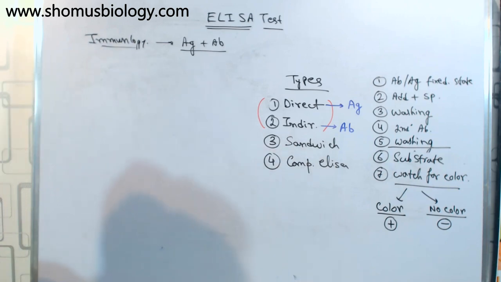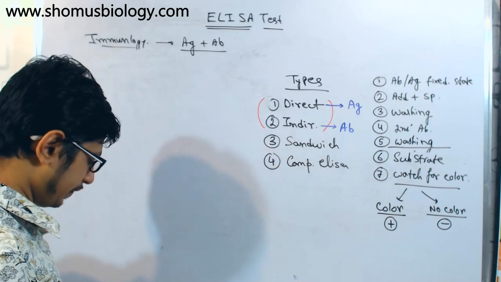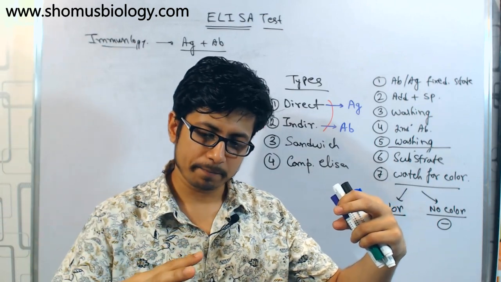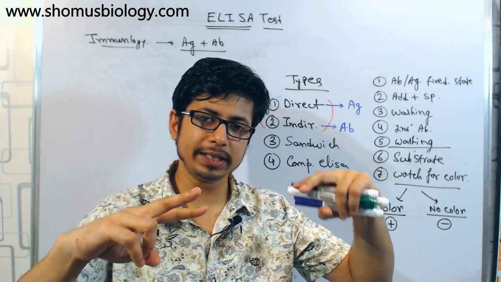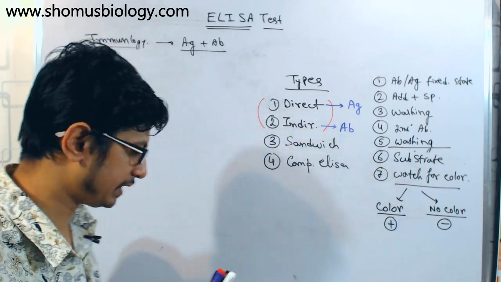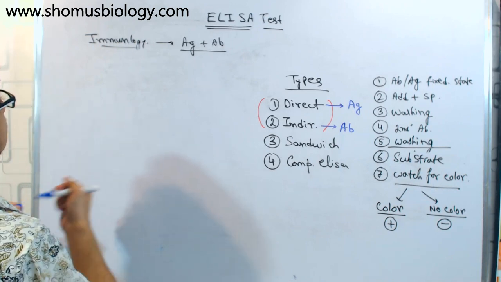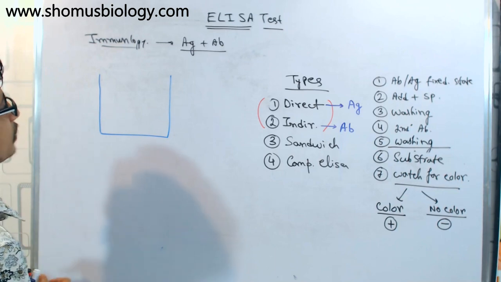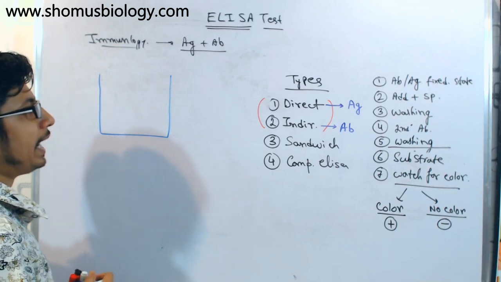So let's begin. In direct ELISA the process is very simple. Both antibody and antigen can interact, and they have a very specific bonding, a very specific interaction. What we see here is that, like every ELISA step, we have a well, and in this well we are trying to detect something.